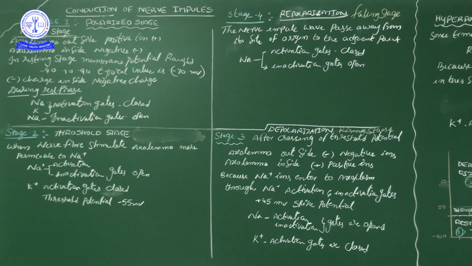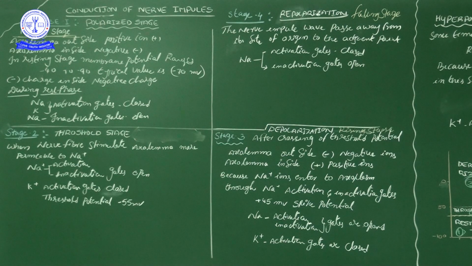That stage only we call the threshold stage. In this threshold stage, the threshold potential is minus 55. What is the resting potential? From minimum minus 40 to maximum minus 90, the mean value is minus 70 millivolts. But at the threshold stage, the nerve's potential is minus 55. That means from minus 70 onwards it lost 15, so that's why minus 55. That means some sodium ions have entered inside, balancing some of the negative charge.